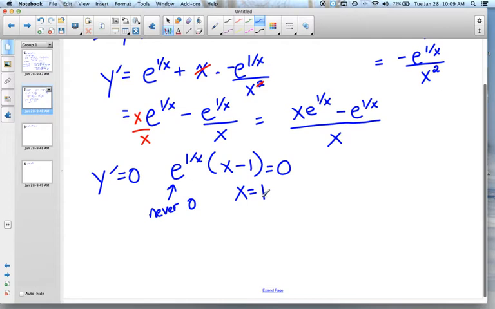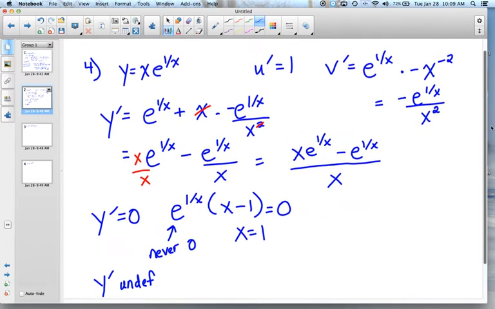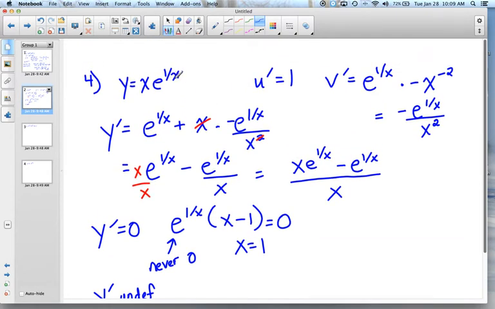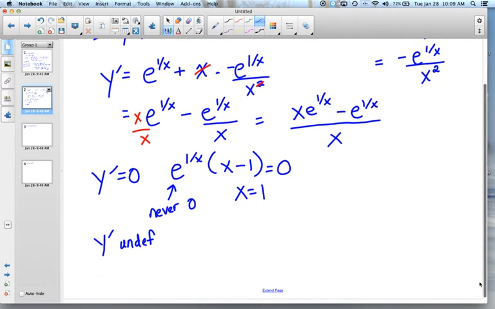I also need to look at when y prime is undefined. Well, y prime is undefined when x is 0, but if you look back at the original function, x can't be 0 because it's not included in the domain, because we can't have e to the 1 over 0. So I don't have to worry about when y prime is undefined. It does happen when x equals 0, but it can't be a max or a min because the function is not defined. So I'm ready to take a look at what's happening then.